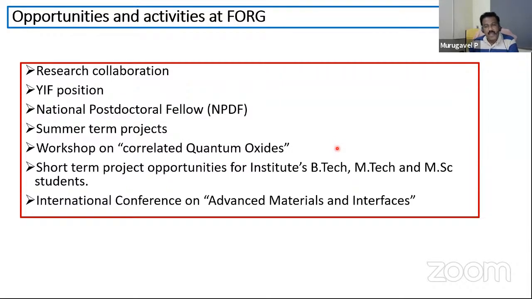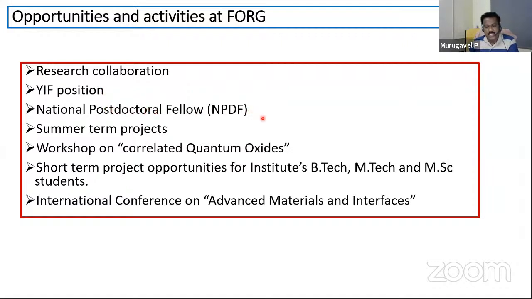So, we also currently have one YA position. This is a little above the postdoc, and it is applicable not for Indian nationals, only for others. So we have an opening there. And you're also welcome to join as a postdoctoral fellow.